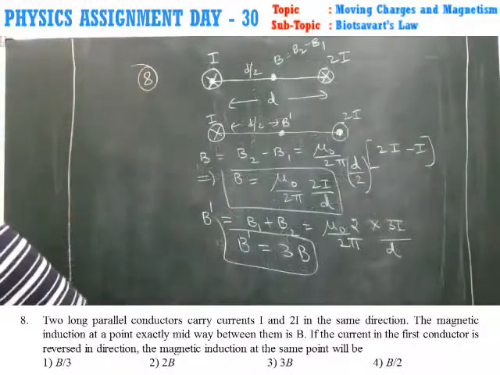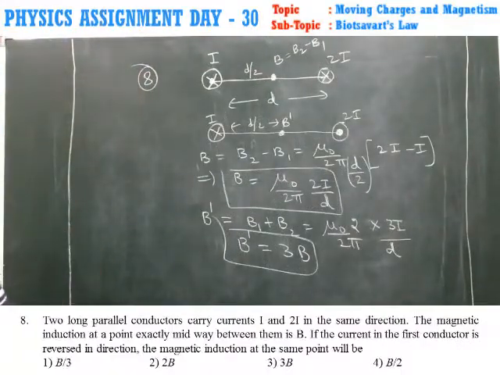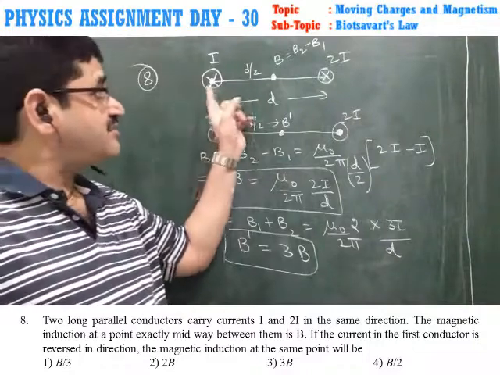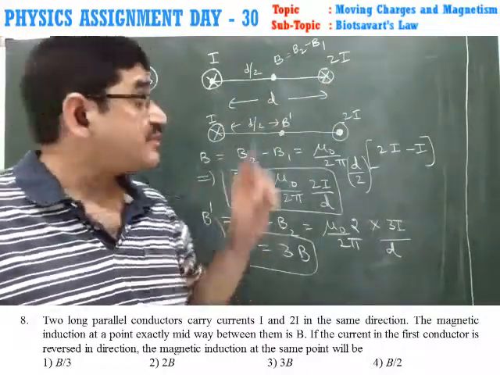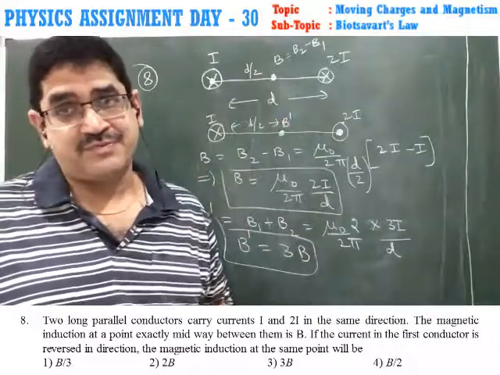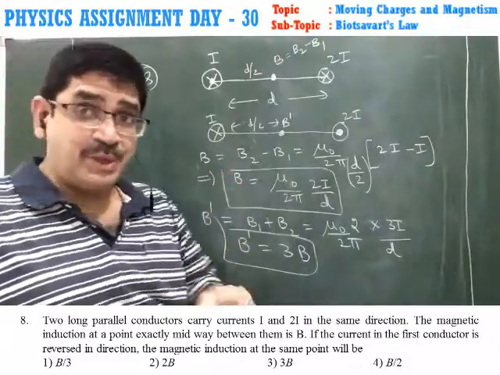Now we are dealing with the 8th question. Two long parallel conductors carry currents I and 2I in the same direction. The magnetic induction at a point exactly midway between them is B. If the current in the first conductor is reversed in direction, the magnetic induction at the same point will be? First try to understand when the currents are in the same direction, I and 2I, if the distance between them is D, midway will be D by 2. So the resultant field B will be B2 minus B1.